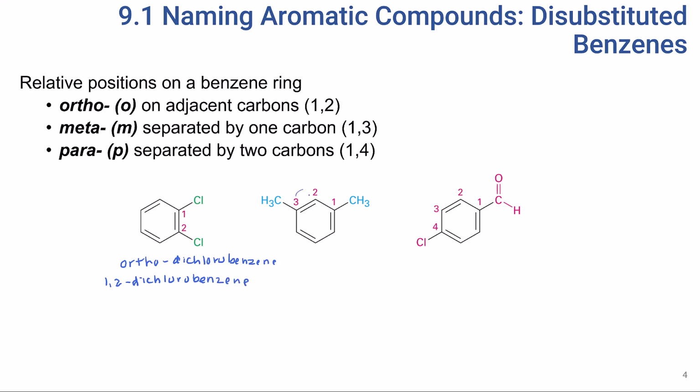If it's 1,3 away from each other, this is a meta-dimethylbenzene. Or it's 1,3 disubstituted. And then if they're opposite each other, or 1,4, this is para. And in this case, our parent is not benzene, it's benzaldehyde. So this is para-chlorobenzaldehyde. Or it could be 4-chlorobenzaldehyde.